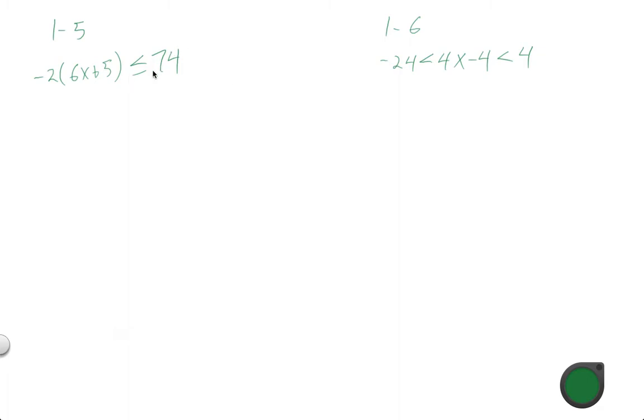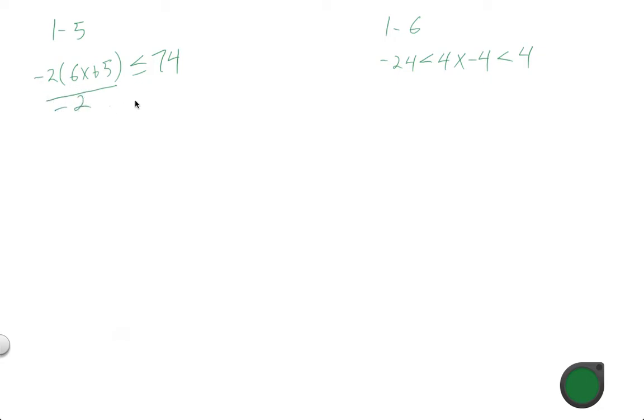Okay, so I'm going to start on this one. Hopefully you've already done this. There's a couple different approaches I could take. I could distribute this -2 through and get -12x minus 10 is less than or equal to 74, and that's fine. That works just as well as the way I'm going to do. But I want to get rid of the -2 for me.